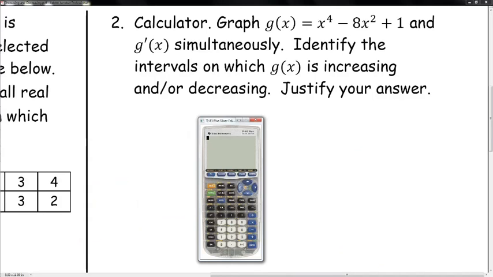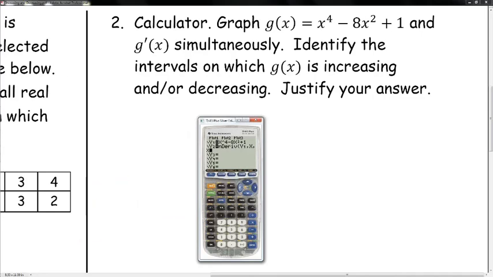Number 2, we're going to use our calculator. We're going to graph g of x is equal to x to the 4th minus 8x squared plus 1, and g prime simultaneously. Identify intervals where g is increasing and decreasing, and we're going to justify. So let's go ahead and plug in. We have x to the 4th minus 8x squared plus 1. And then the bottom one, I'm going to do nDeriv, so math 8. Then vars, y vars, y1, comma x.